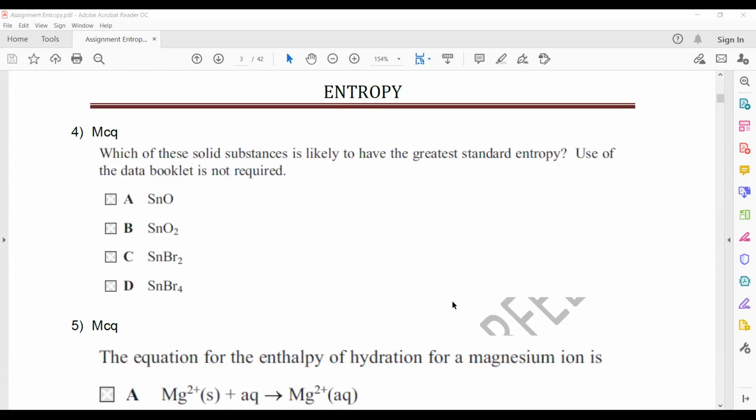Which of these solid substances is likely to have the greatest standard entropy? What could be the answer? Yes, this one, because it has a greater number of particles, so D is the right answer.